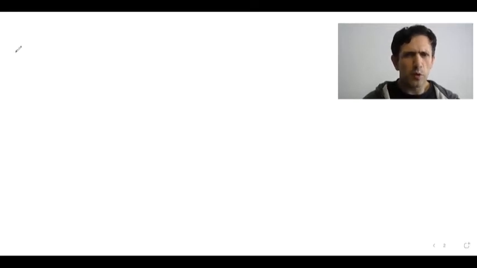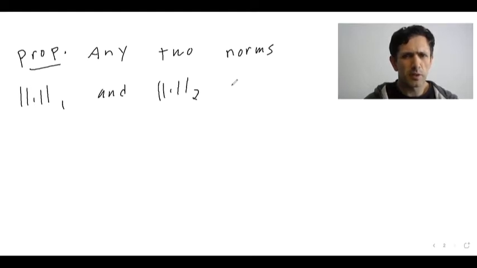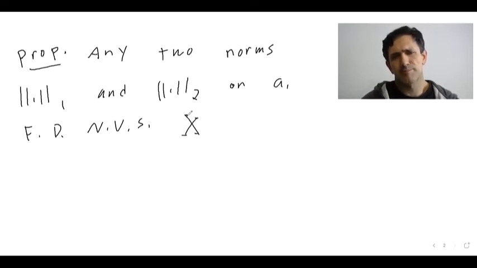Okay, so let's prove the following proposition. If you haven't seen this before, it kind of looks magical, but it's really not. It's not nearly as deep as it would look. Any two norms, say norm 1 and norm 2, on a finite dimensional normed vector space X, meaning it's a normed space that has a finite basis, so finite dimensional in the usual linear algebra sense, are equivalent.